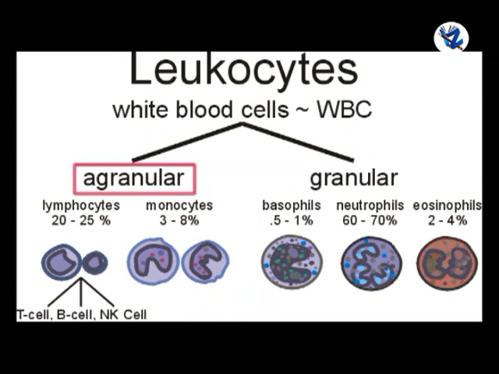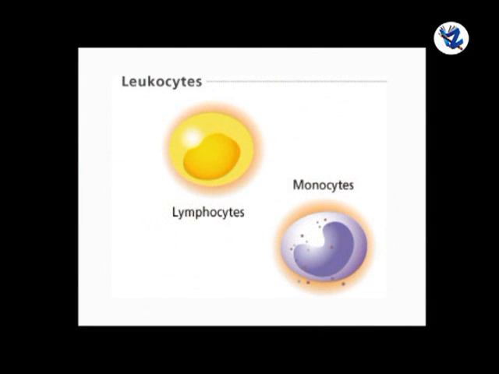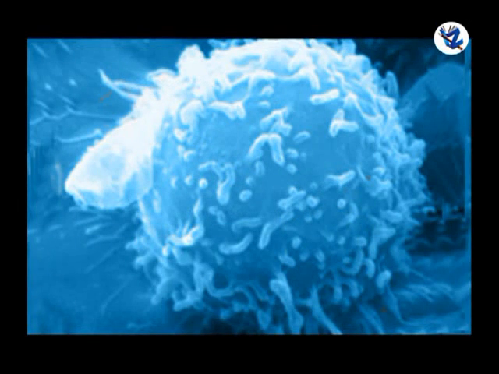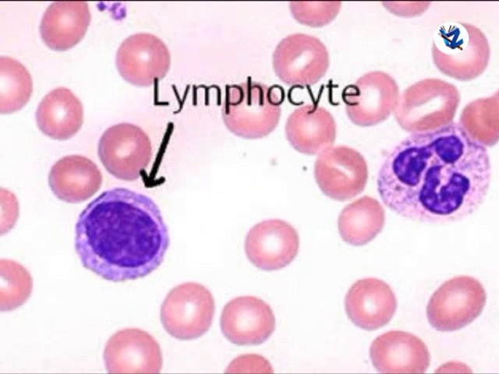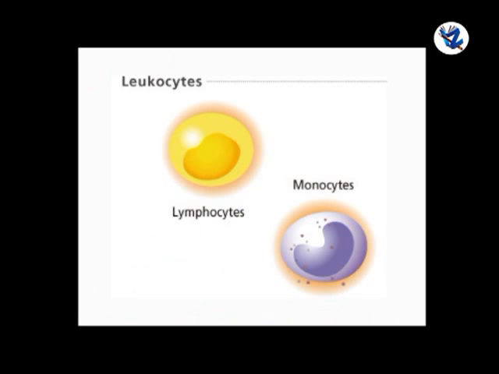Now agranulocytes. There is absence of granules in the cytoplasm and nucleus is not lobed. These are further subclassified. 1. Lymphocytes. They have large round nucleus. They produce antibodies and responsible for immune response of the body.